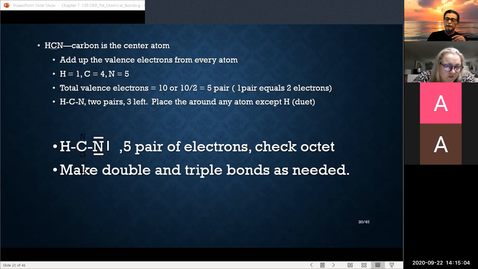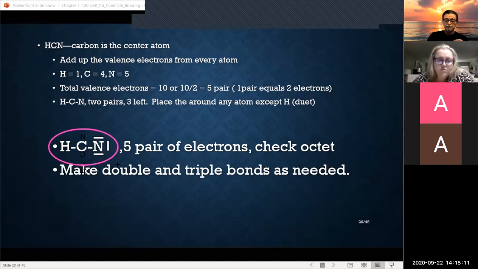All right, so I end up with this. You see what I got here? Let me highlight that. Do I still have 5 pairs? I still have 5 lines, so 5 pairs. In my case here, I just put the 3 other pairs around the nitrogen. I could have put 2 pairs on the carbon and 1 on the nitrogen. It doesn't make a difference. But I can't put them on the hydrogen because the hydrogen is already full.